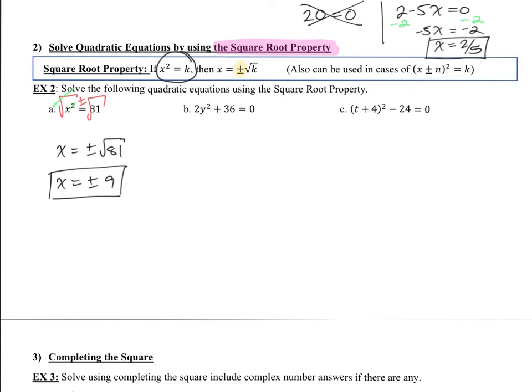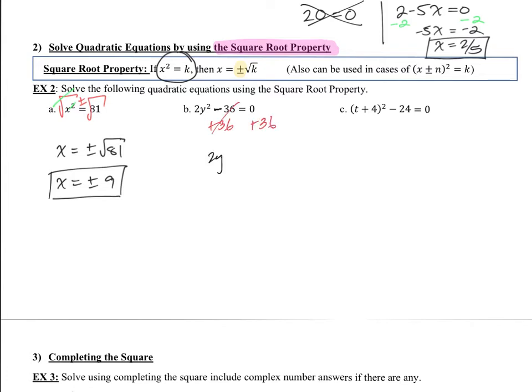Now for B, let's see. Well, it's not really in the perfect form. We don't have our y squared by itself. And one thing to note on this problem, there is a small typo, which hopefully I've fixed on your paper that you have now, but that should be a minus 36. All right, let's go ahead and solve. So we want to get that y squared by itself. Let's add 36 to both sides.